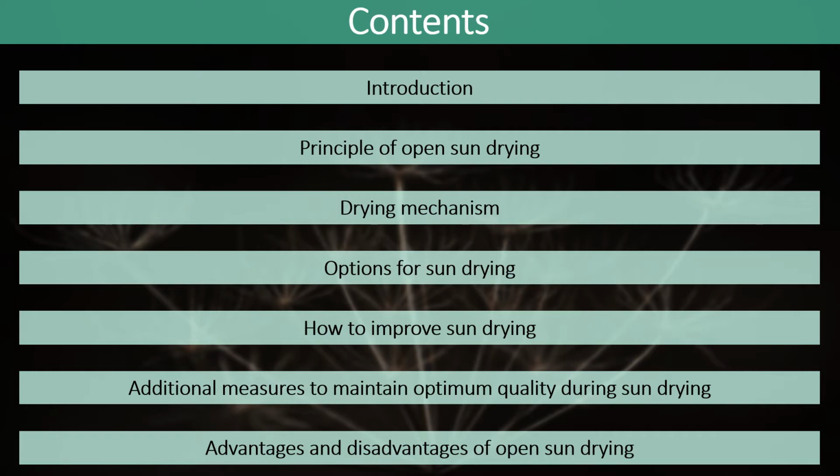First, I will briefly introduce the principle behind sun drying, then the science involved in open sun drying, then the drying mechanism, then how open sun drying takes place, then the various options of sun drying. Then how to improve sun drying, because, as we will see in the coming sections, sun drying is a very slow process and your food also gets contaminated, and we can improve it by using some techniques. Then additional measures to maintain optimum quality during open sun drying. Then the advantages and disadvantages of open sun drying. We will discuss this content in this module.